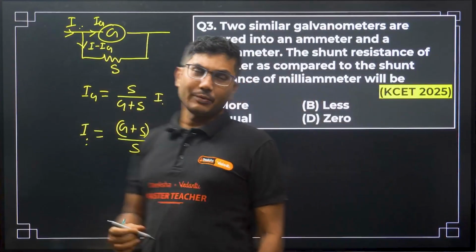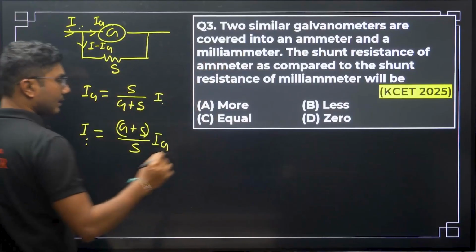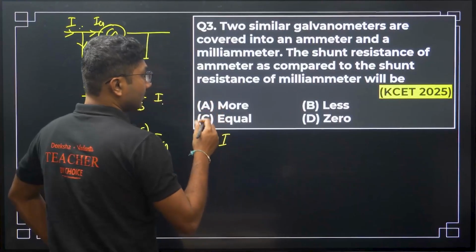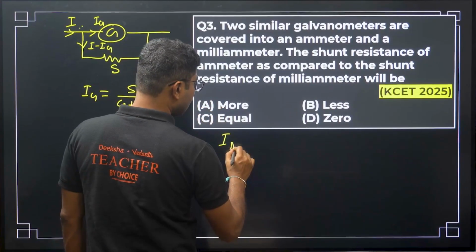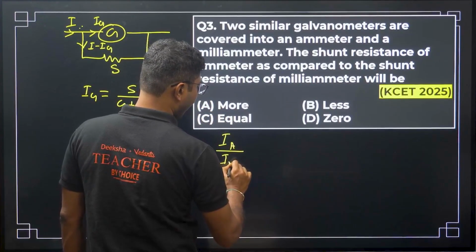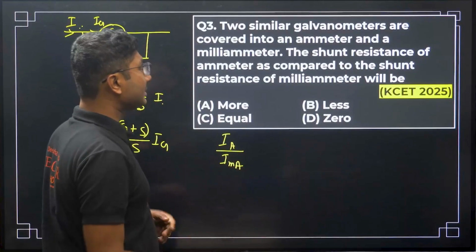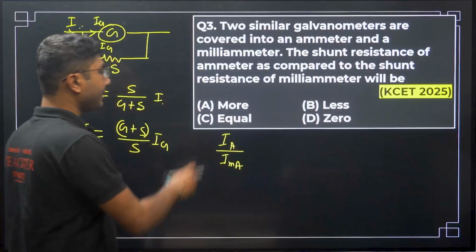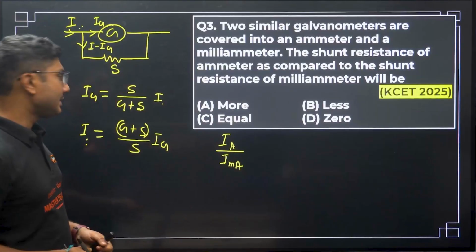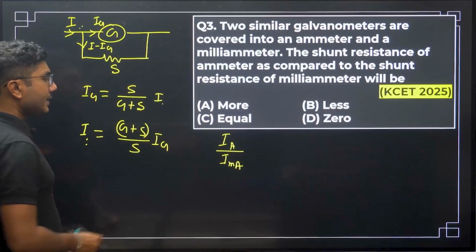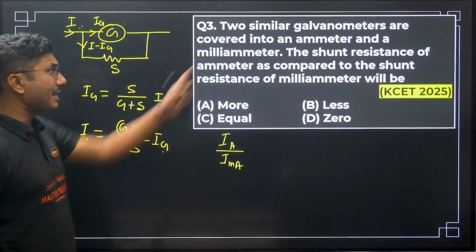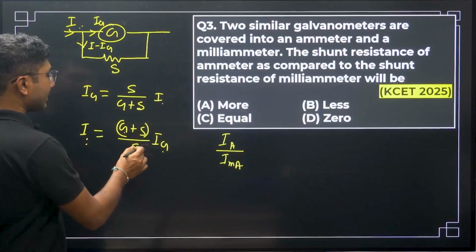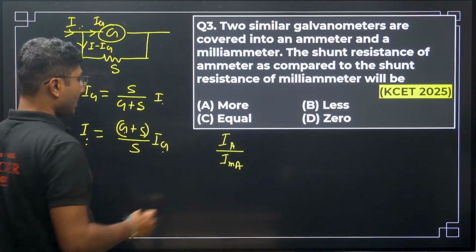Now let us check what will happen if we do something. Say one I is in ampere, another is in milliampere. So our question is the shunt resistance of the ammeter to the milliammeter, right? So the ammeter will be first, the milliammeter will be second, right? Now here Ig and G are constant, same galvanometer. Okay, so Ig and G are constant. So the only thing that will change is the shunt resistance.